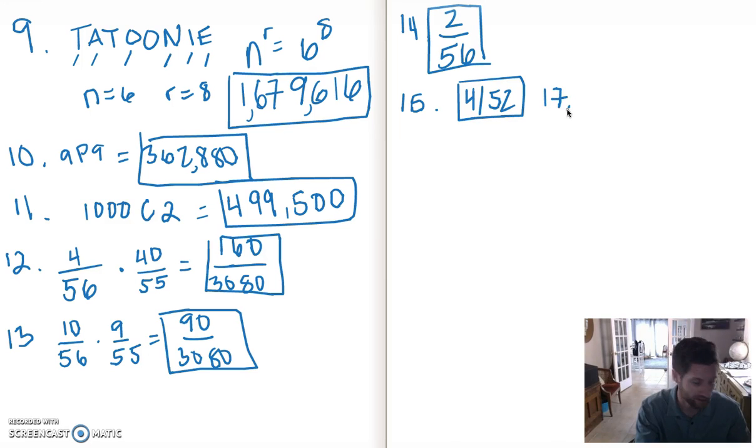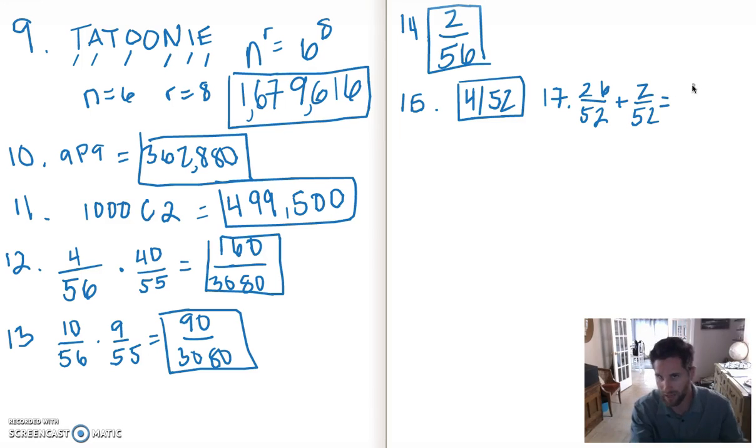All right, 17. A black card or an ace. Okay, well, we have 26 black cards. And we have 2 aces that are not black, because I don't want to overcount. Okay, if I did 4 aces, I'd be double counting the black. So we got to do 28 out of 52.